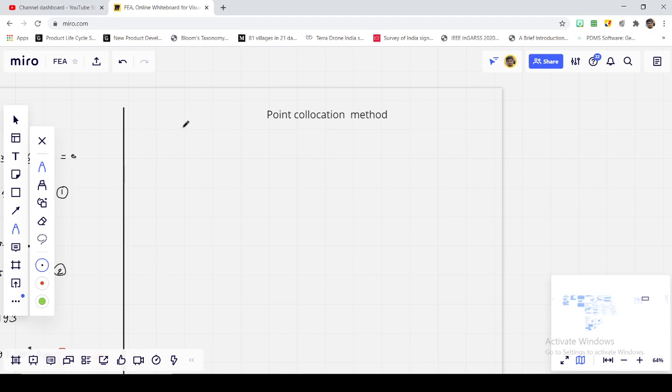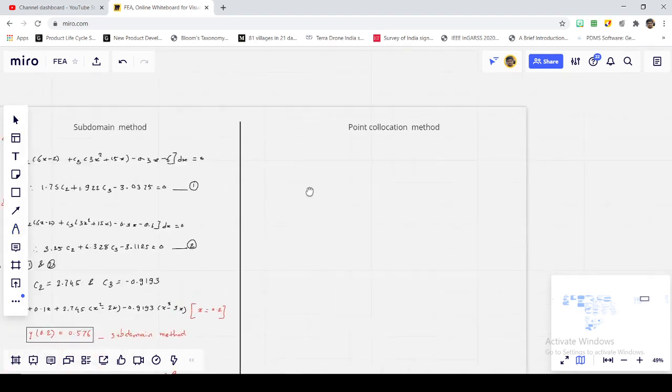I am Amir, and today we are going to discuss the last method of our non-weak form, that is the point collocation method. And this is the simplest form of non-weak form method, where you don't need any integral. You just assume a set of points and we try to find the value of r with respect to those points.